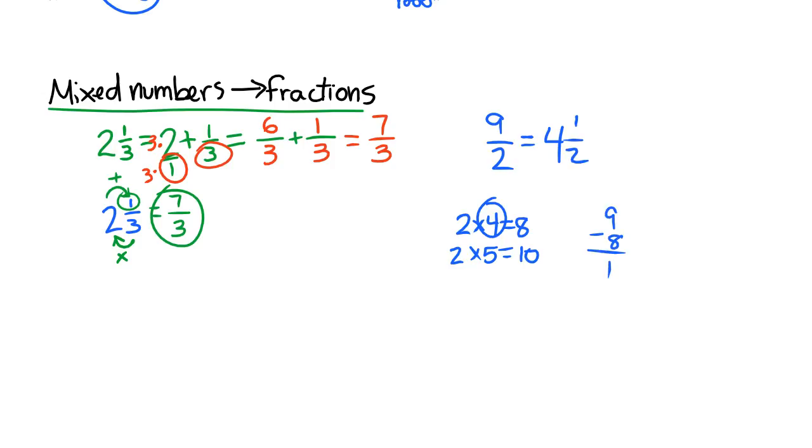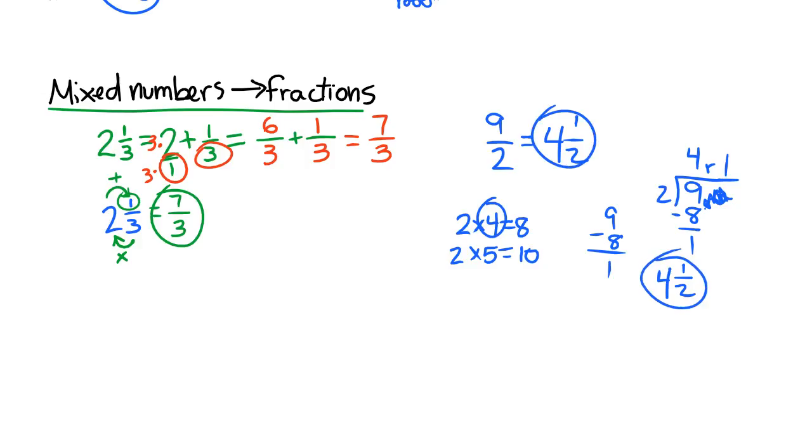So we have 1/2. If you want to do it the old-fashioned way, you can come over here and say, well, 9 divided by 2, and we can say 2 goes into 9 4 times with a remainder of 1, and so it would be 4 with the remainder over what you are dividing by. So we can say that 9 halves is equivalent to 4 and 1/2.